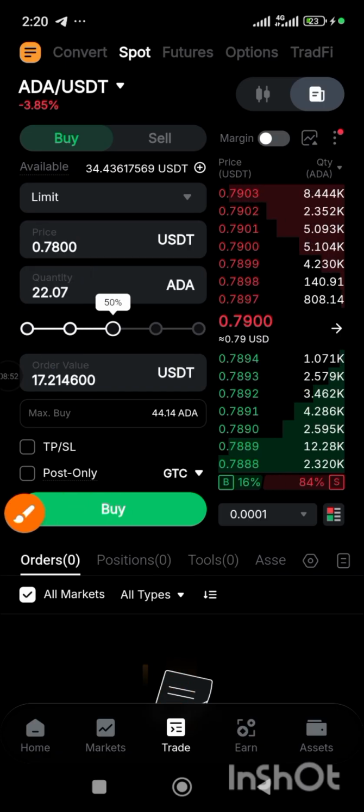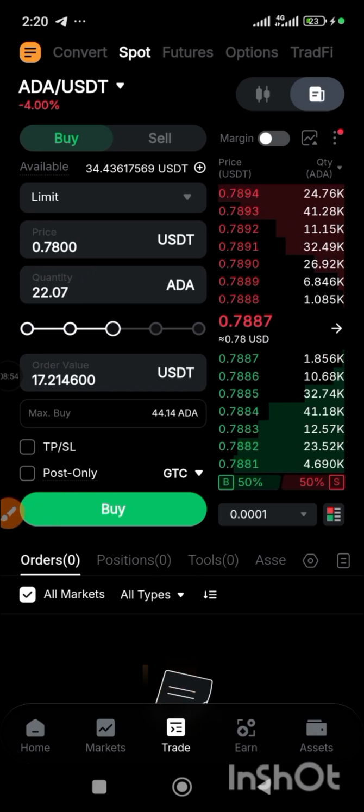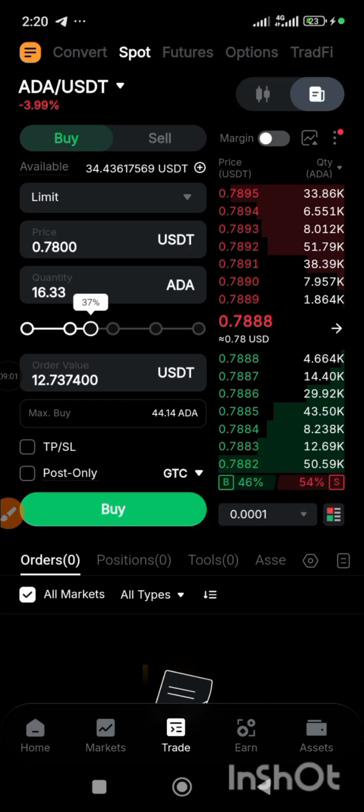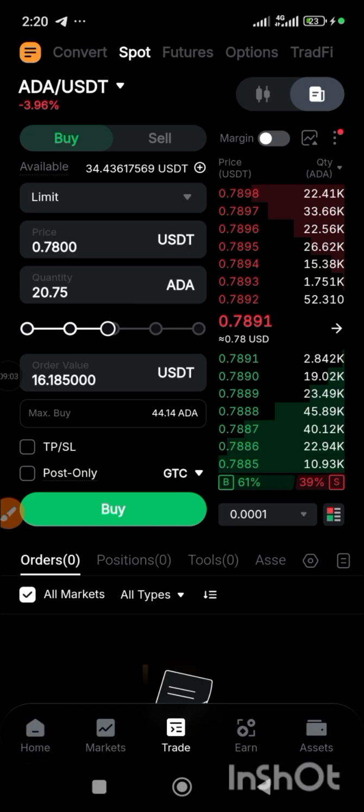I'll drag it and still use 50% of my money. If I want, I can use 100%, but let me use 50%. I'll use 50% of my money, or whatever percent you want to use, you can use. I'll use it and now leave it.